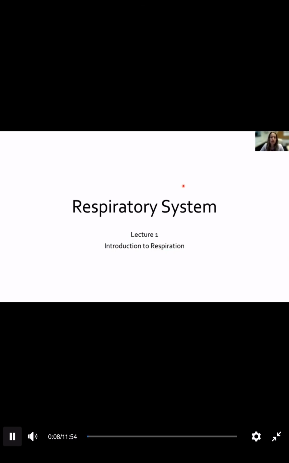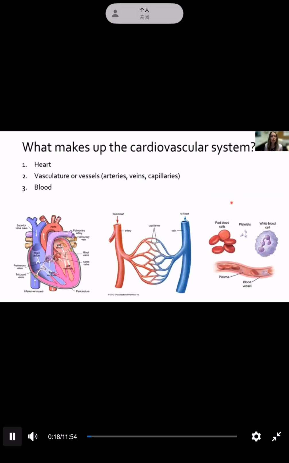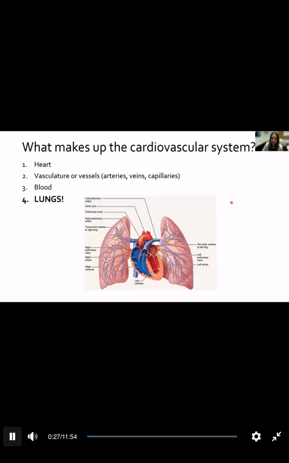All right, so this is actually going to be the first lecture for the respiratory system. We have officially concluded the cardiovascular system. But before we go too far, I wanted to remind you all of the components that make up the cardiovascular system that we've been talking about for the last 5 lectures, which includes the heart, the vasculature, and the blood. But it also includes the lungs, which we have spoken a lot about as far as the circulatory system goes. And now we are finally getting into the nitty-gritty of exactly what the lungs do.